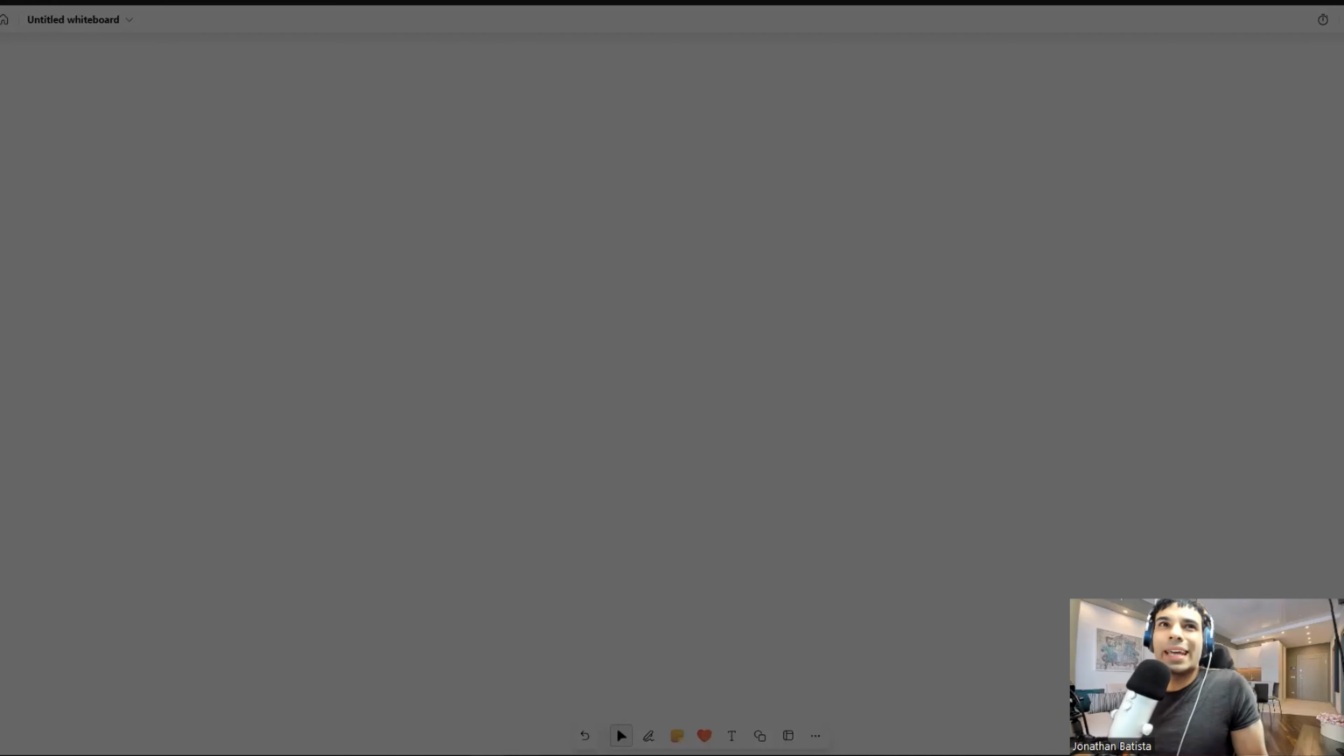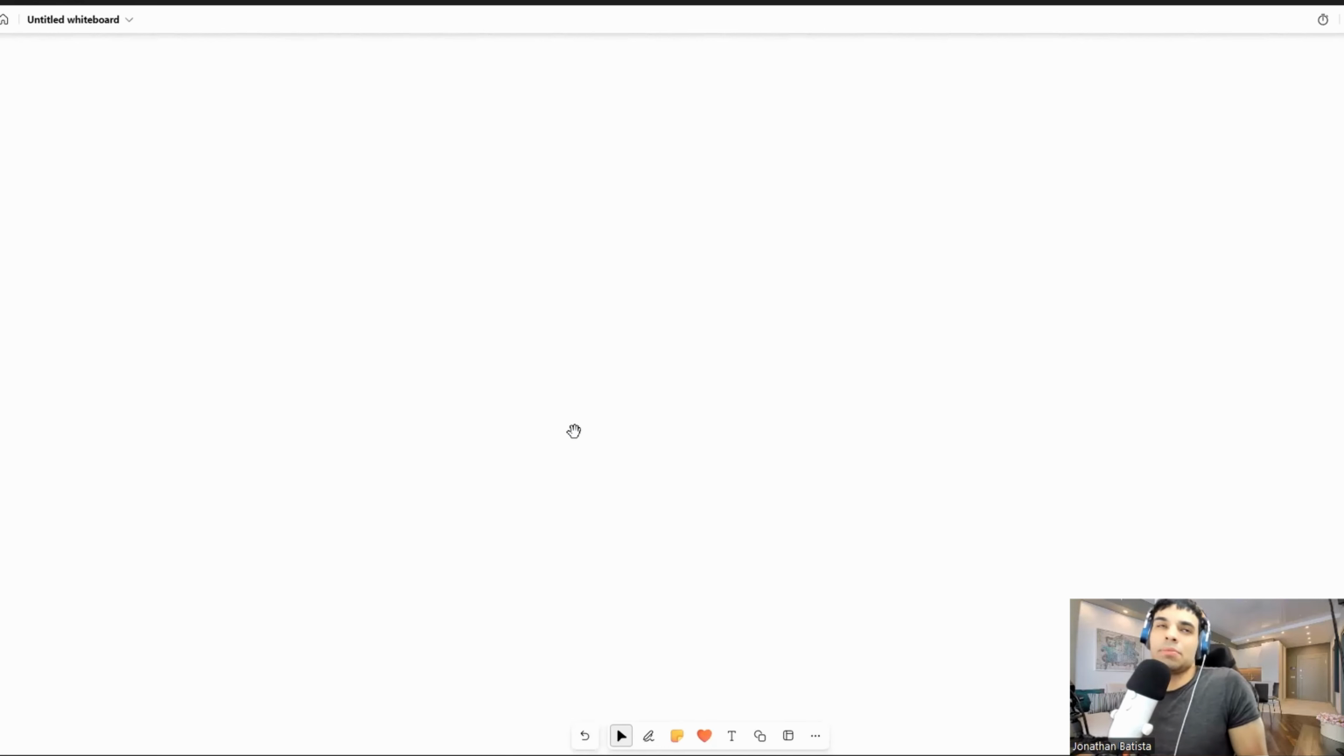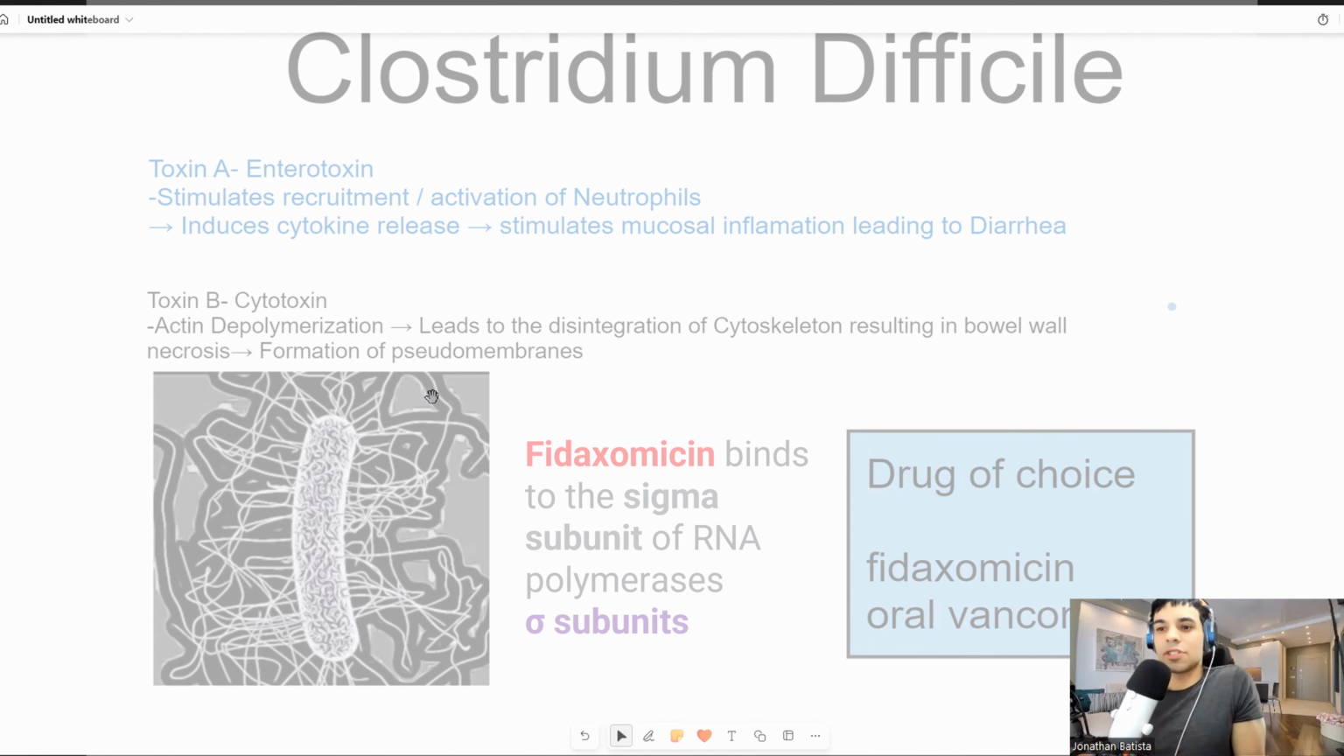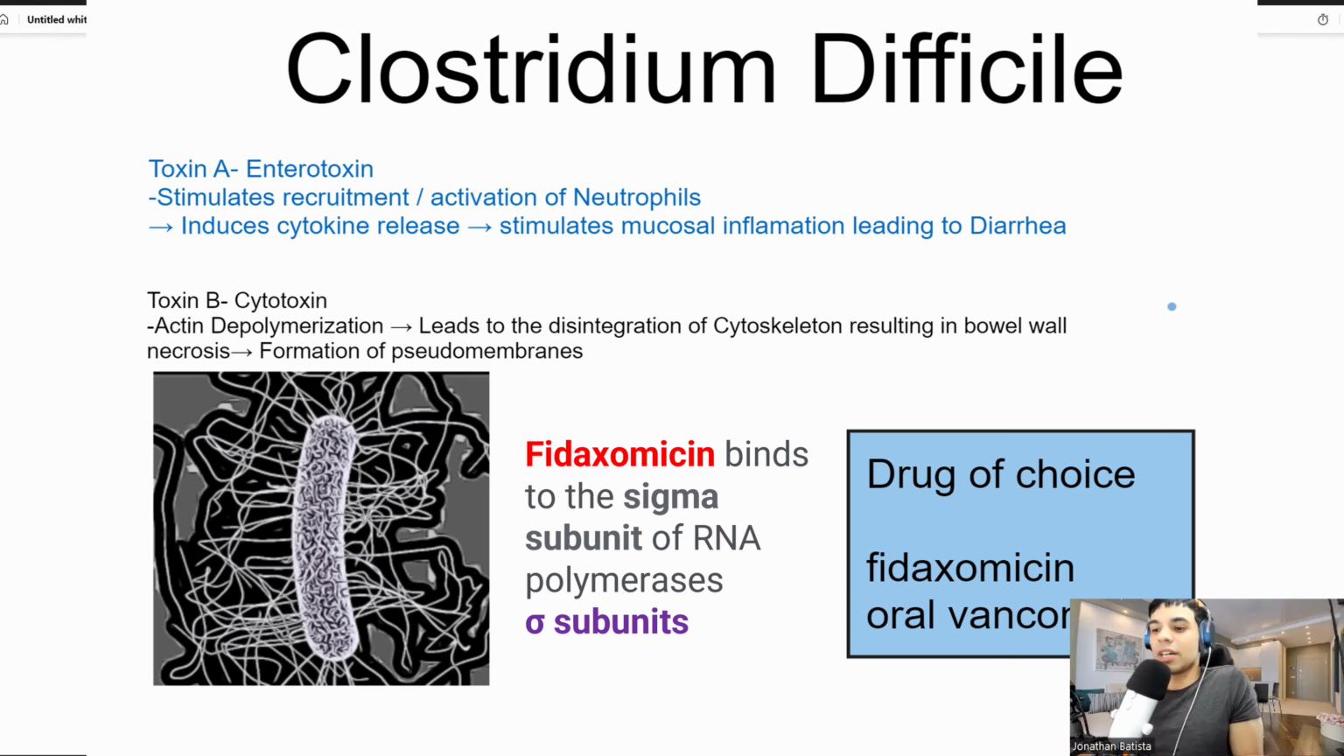So can anybody name the toxin? Let's see if you guys remember. This is an important part of micro, that whole list that you see in First Aid, the mechanism of the toxins. It's very important that you learn this. Clostridium difficile: exotoxin B is the dangerous one, right? We have exotoxin A and B.